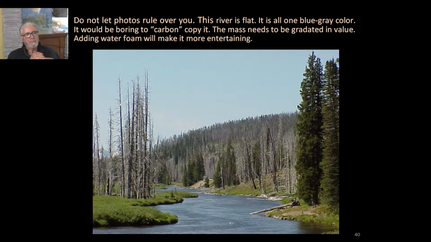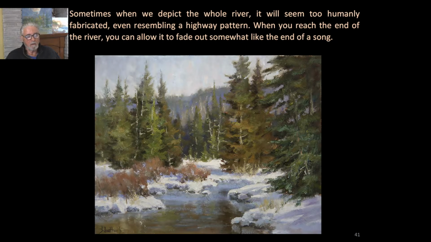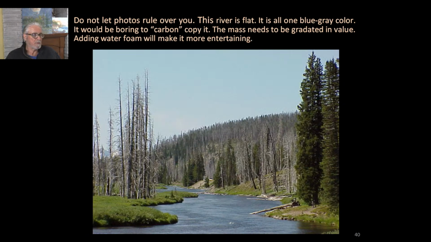Okay. Do not let photos rule over you. This is a scene also in Yellowstone National Park. The river is flat. It's all one blue-gray color. It would be a boring carbon copy. The mass needs to be graded in value. Adding water foam will make it more entertaining. So you add these things. For example, here, well, that's not the same one, but I'll show you some examples coming up.